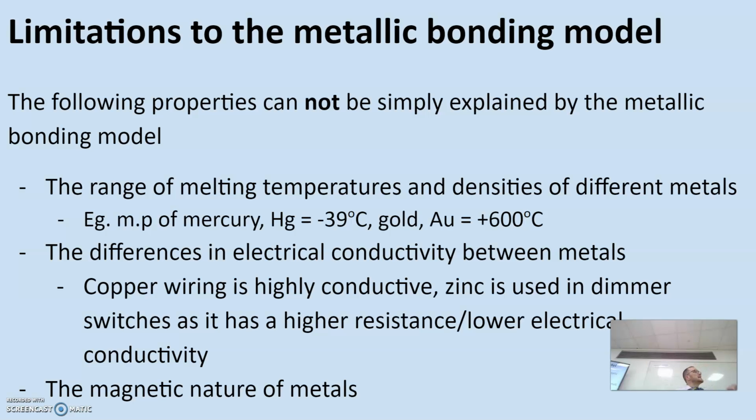It doesn't explain the difference in electrical conductivity. It explains conductivity as a general property, but not differences between them. Copper wiring is highly conductive, zinc is not. It tends to be used in dimmer switches. And we can't use the metallic bonding model to explain magnetism.